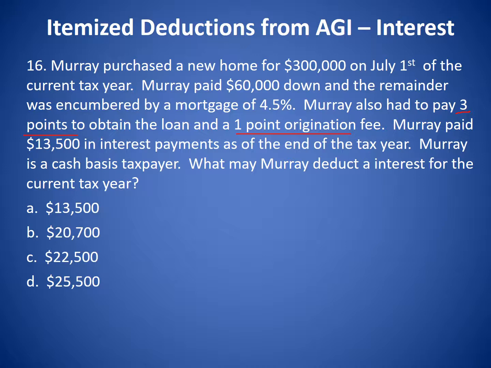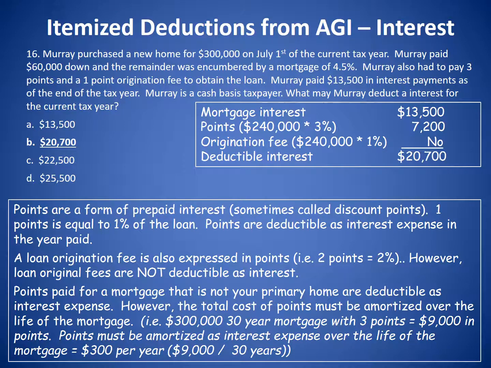Murray paid $13,500 in interest payments at the end of the year. Murray's a cash basis taxpayer. What may Murray deduct as interest for the current tax year? Again, go ahead and stop your video, and when you're ready, restart the video for the answer slide. Okay, number 16. What may Murray deduct as interest for the current tax year?